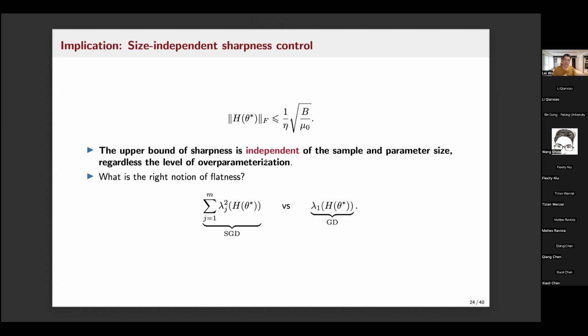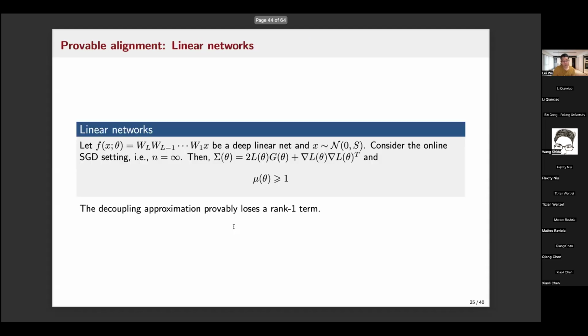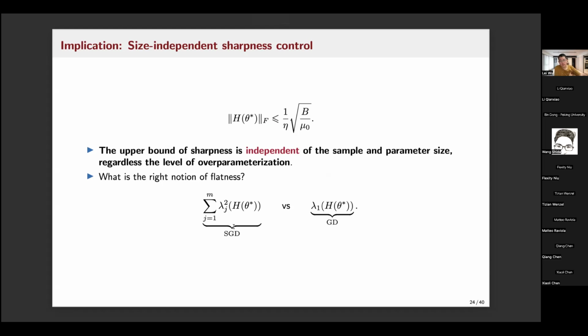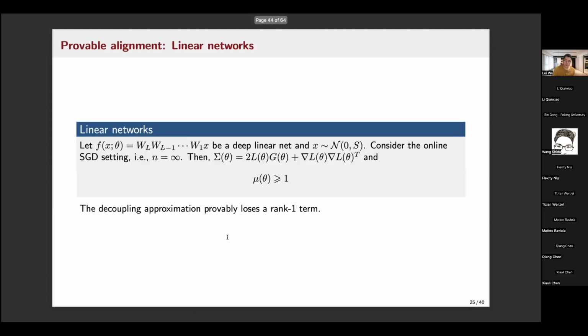There's also another interesting observation when we compare SGD and GD. For GD, the stability can only control the worst sharpness, that means the spectrum. But for SGD, the stability can control the whole spectrum by controlling the Frobenius norm of the Hessian. So by assuming the alignment, we can already show that SGD in fact imposes a much stronger sharpness control than GD, because it can control the whole spectrum. The next question is whether the alignment holds in practice or theoretically.